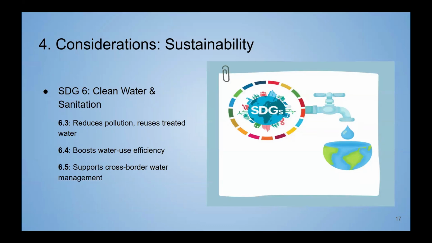This water reuse project supports multiple SDGs and their specific sub-goals, including SDG 6.3. The project improves water quality by reducing pollution and safely reusing treated wastewater. SDG 6.4: it increases water use efficiency by recycling wastewater for irrigation and groundwater recharge. And lastly, SDG 6.5: it supports integrated water management through US-Mexico collaboration on shared water resources.